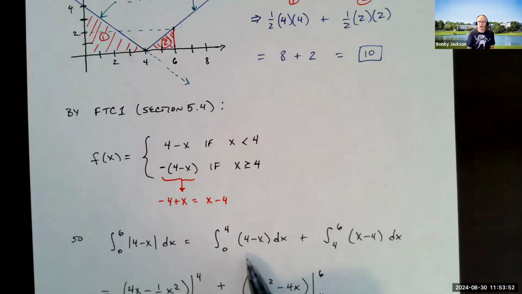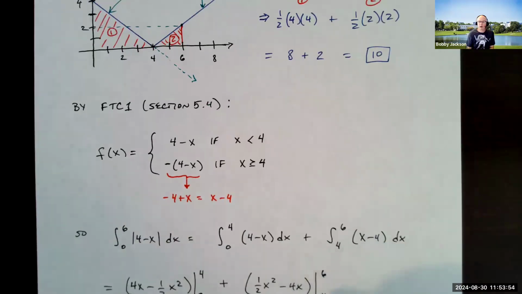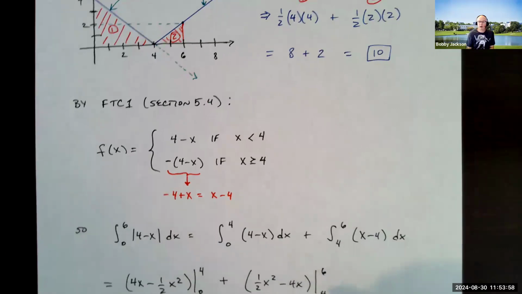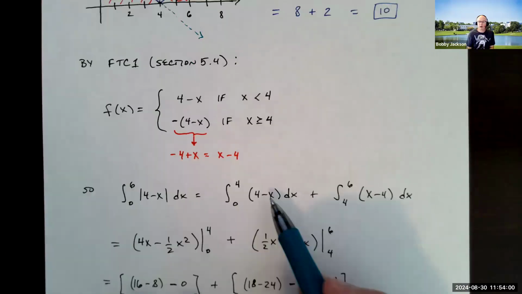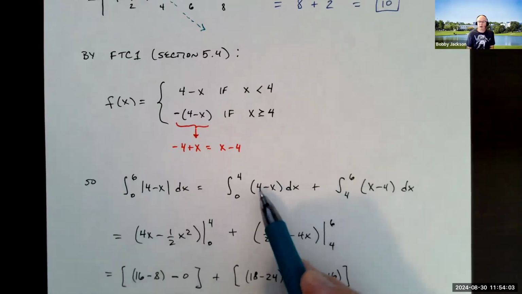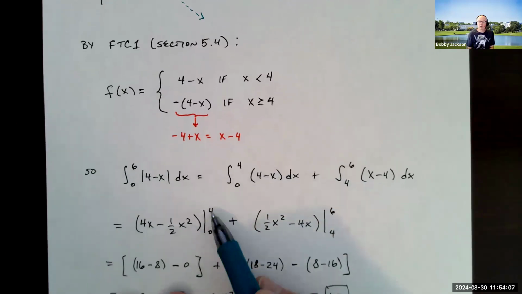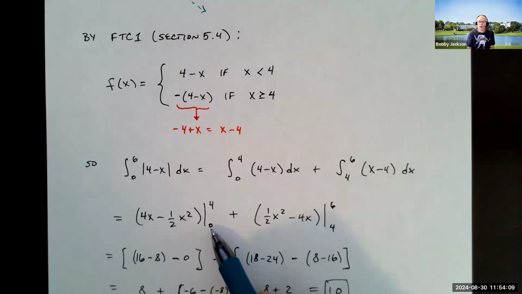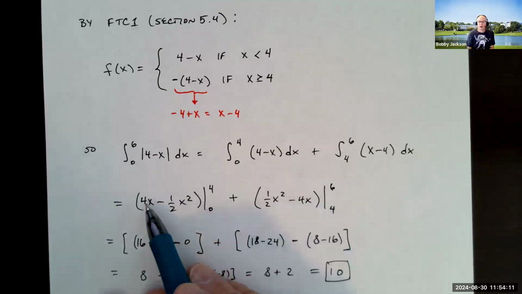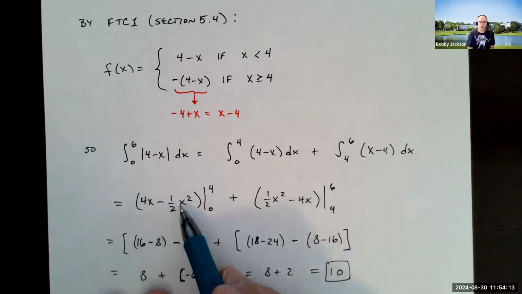Now we can do the fundamental theorem of calculus part 1, which is find the antiderivative of 4 minus x. The antiderivative of 4 is 4x. The antiderivative of x is 1/2 x squared. I'm going to evaluate that at 4, evaluate it at 0, and subtract. All right, so if I plug in 4, I get 16. Half of 4 squared is 8. Plug in 0, I get 0.